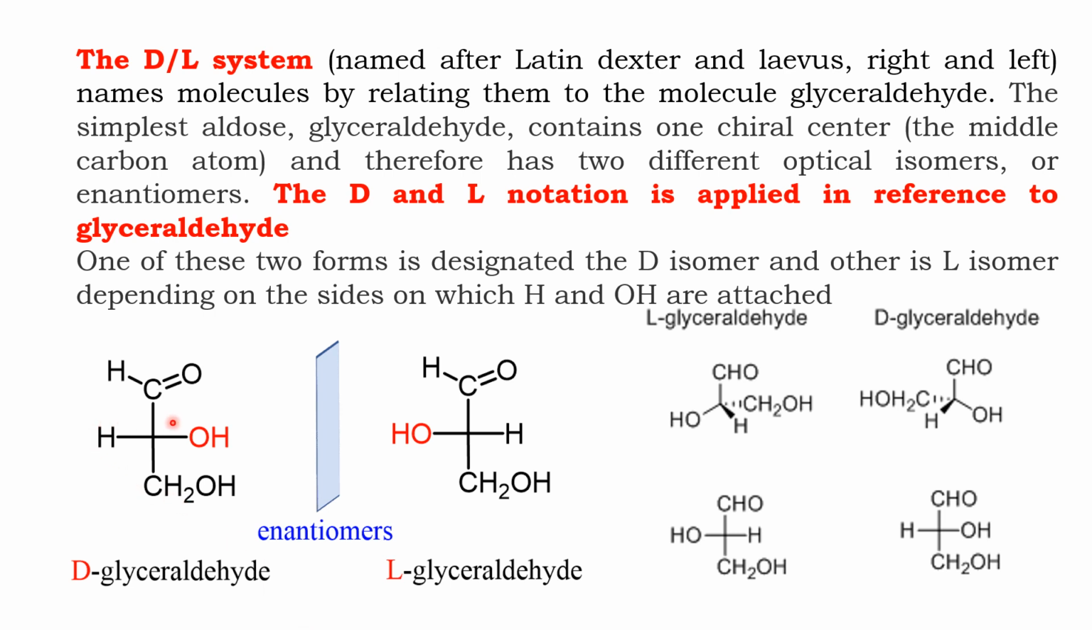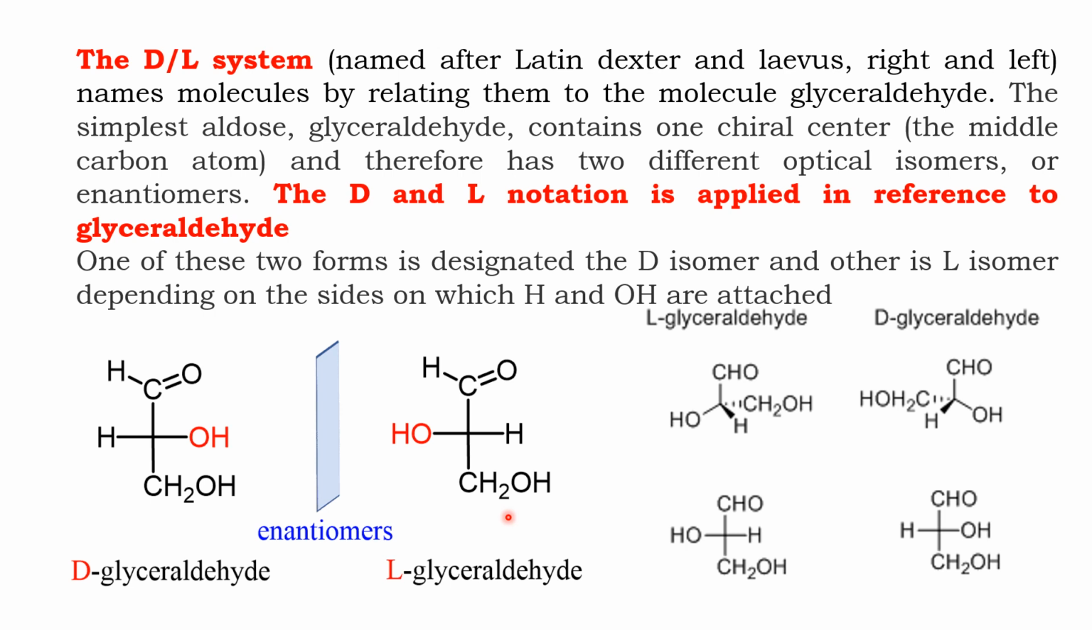See here, this is the asymmetric carbon atom. In this asymmetric carbon atom, the OH group is on the right hand side. Hence, it is D-glyceraldehyde. In this particular compound, the OH is on the left hand side. Hence, it is L-glyceraldehyde. Any compound which has a configuration similar to that of D-glyceraldehyde is a D-isomer, and any configuration similar to L-glyceraldehyde is an L-isomer.